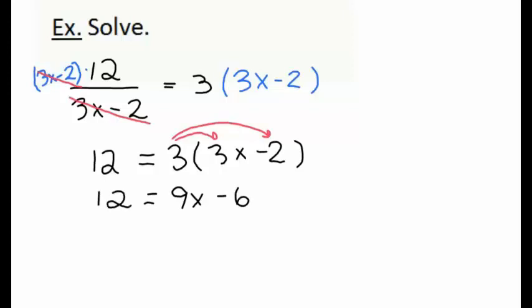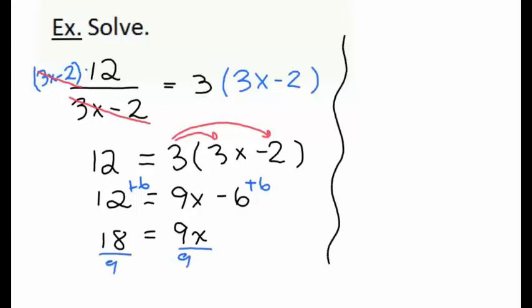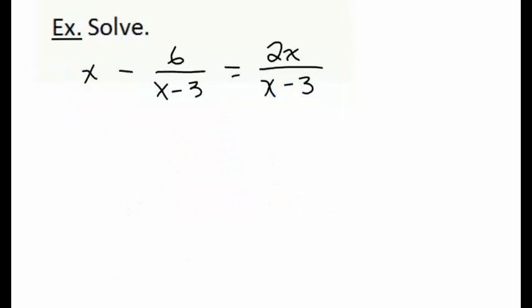And now this looks like something that we've solved before. We can add 6 to both sides. This is going to give us 18 equals 9x. And then we could divide both sides by 9. And this gives our final answer of x is equal to 2. Alright, let's take a look at our next example.